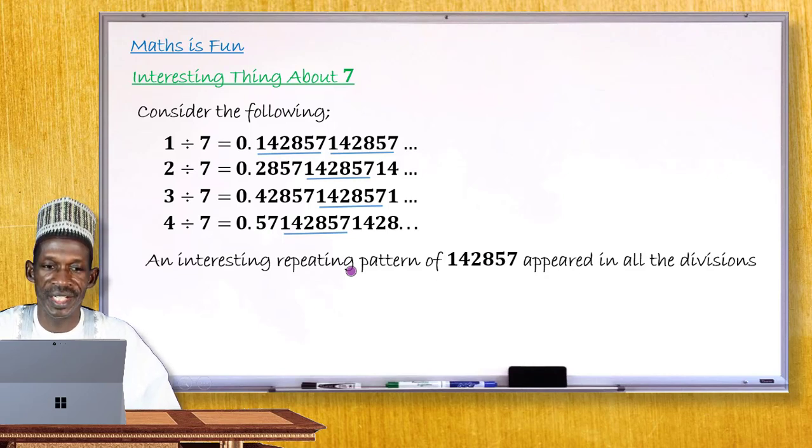This is interesting. Division by 7 of these numbers from 1 to 6 contains these repeated digits 142,857. We'll see more of this and other things in mathematics in our next lesson.